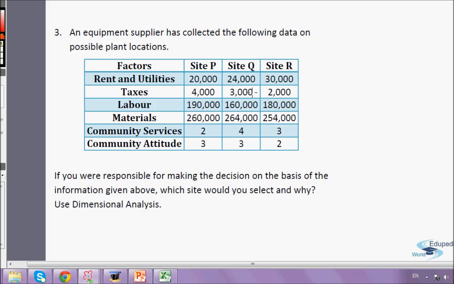You have the factors given. This time again you have 6 different factors, 4 of which are in cost and the remaining 2 are in terms of ratings. And this time we have 3 different sites: site P, Q and R. If you were responsible for making the decision on the basis of the information given above, which site would you select and why? Use dimensional analysis.